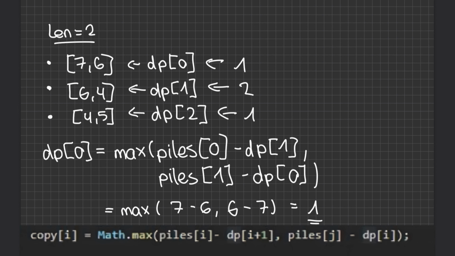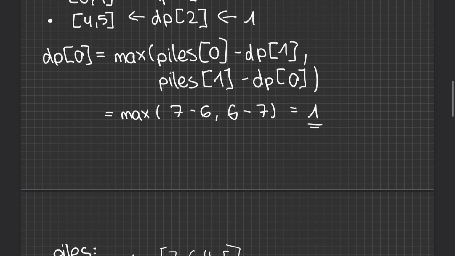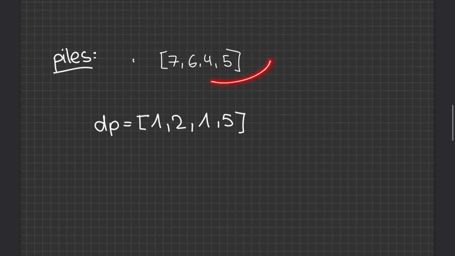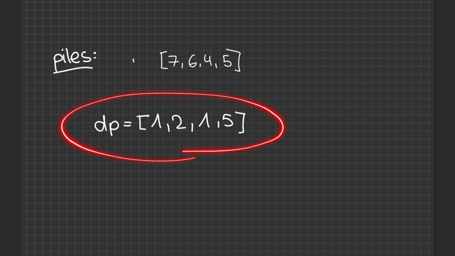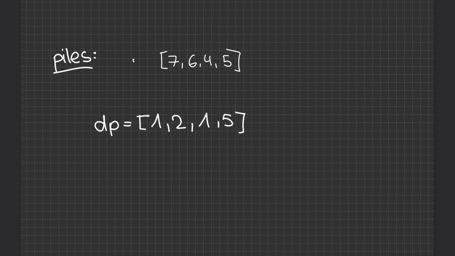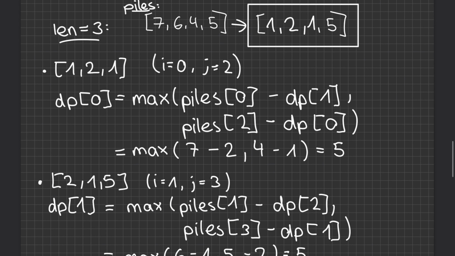And now we update our DP array and get the new values. This was the DP array before. And if we update the values, we get this DP array. And now we can go on with the subarrays of length 3. If we go on with the subarrays of length 3, we now inspect this subarray and this subarray, and we are working with the values of the DP array right here. And i is now 0 and j is 2 because this is the starting point and this is the end point.